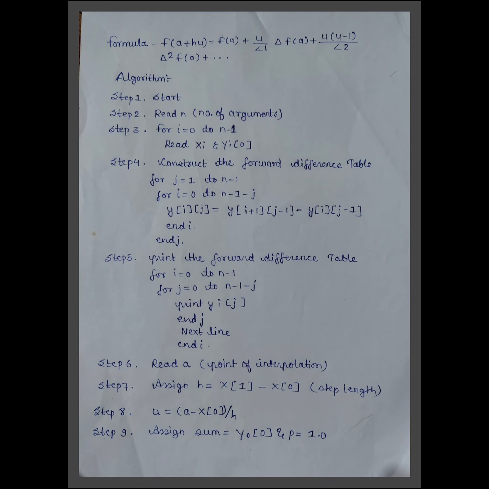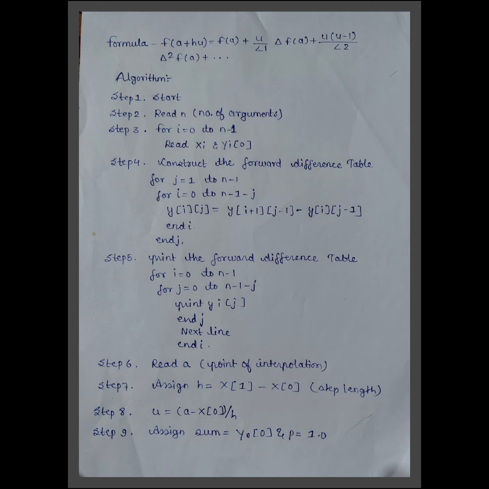Step 1, start. Step 2, read n, the number of arguments. Step 3, for i equals 0 to n minus 1, read xi and yi0. Step 4, construct the forward difference table: for j equals 1 to n minus 1, for i equals 0 to n minus 1 minus j, yij equals y(i+1)(j-1) minus y(i)(j-1).